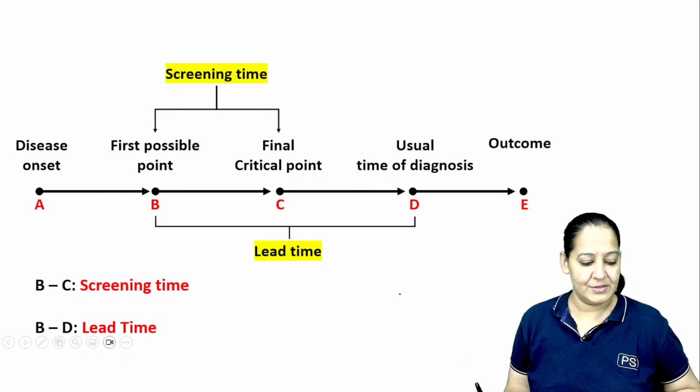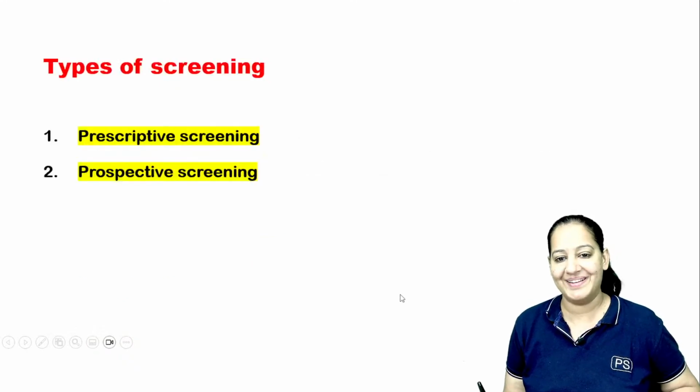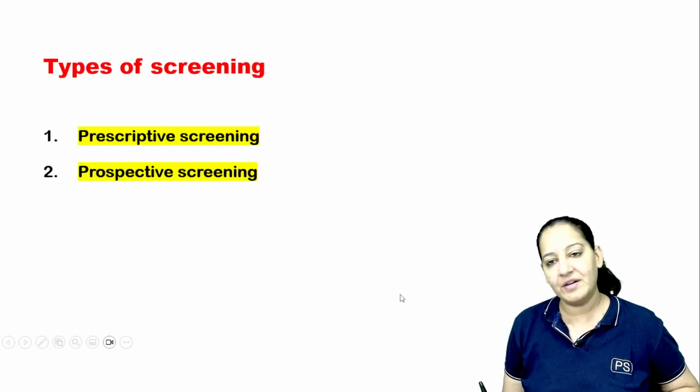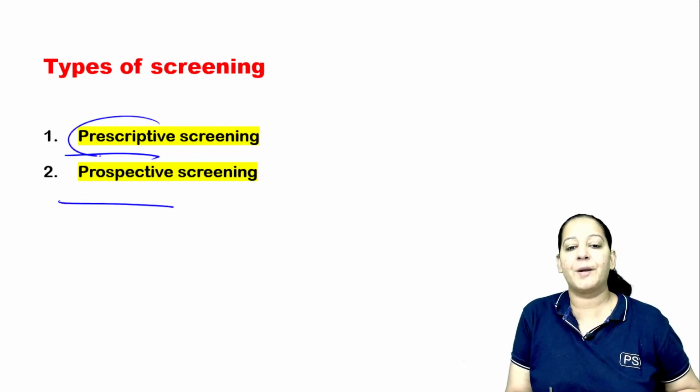Can we go ahead? Yes. So complete body checkup is a good way to screen. Anyways, let's move ahead. What are the types of screening? One more thing here I would like to add. There are two types of screening: prescriptive and prospective.